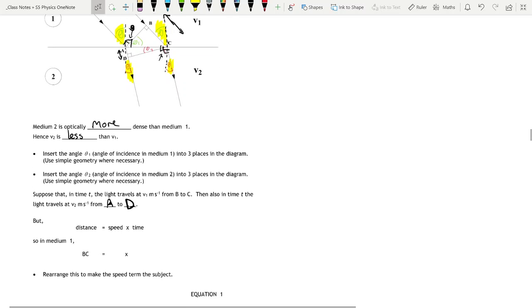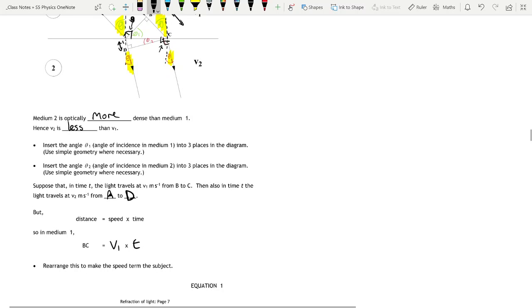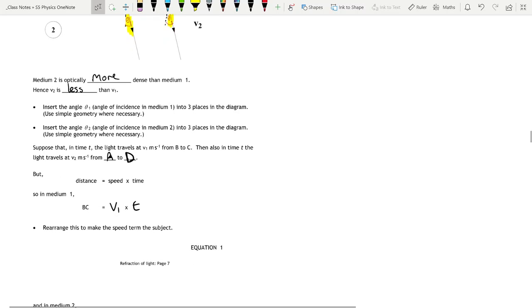But also distance is speed times time. So that distance BC is the speed V1 times by time t. And it says rearrange this to make the speed the subject. So speed is distance divided by time, so V1 equals BC divided by t. Okay, so nothing too difficult just yet.